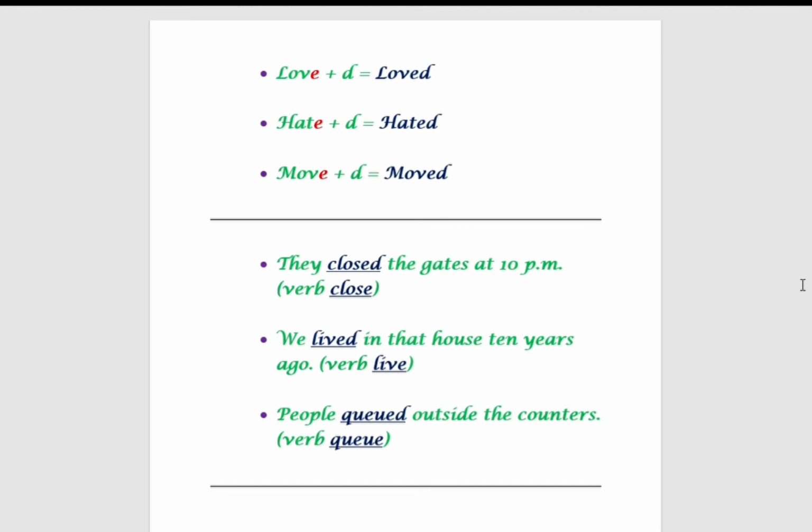For the sentences you can see, they closed the gates at 10 p.m. The verb is close. Then we lived in that house 10 years ago. The verb is live. People queued outside the counters. The verb here is queue. Now these verbs like close, live, queue, they're all ending with E. So we are adding only the D because E is already there.